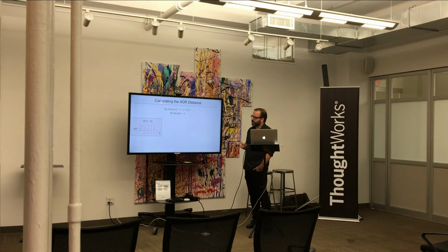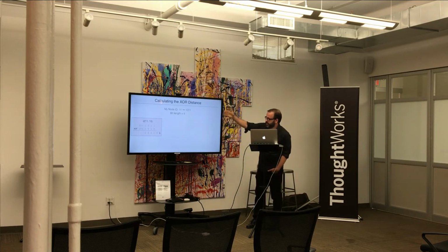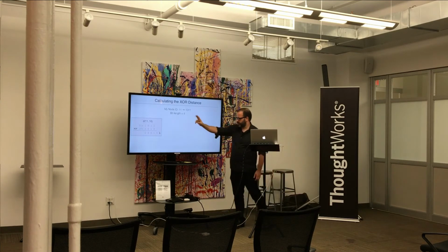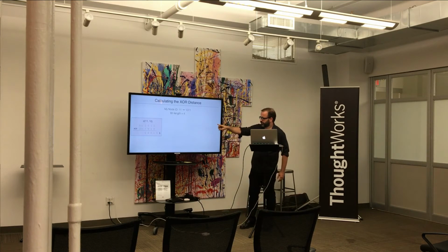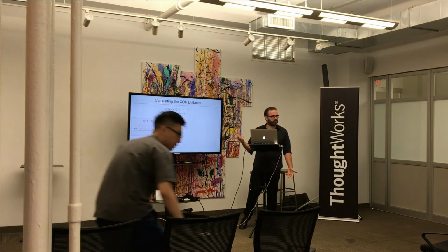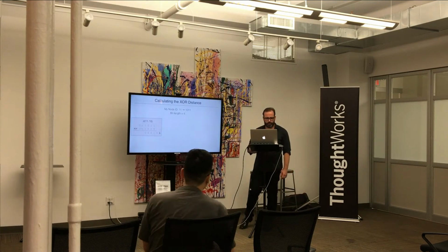Well, we can calculate the XOR of 11 and 10 by calculating the XOR of each bit place in the binary representation of the number from left to right. If the two inputs are the same, we result in 0. If the two inputs are different, we result in a 1. So the first 3 digits are the same, the last one's different. 11 XOR 10 is 1. Does that make sense? Good.